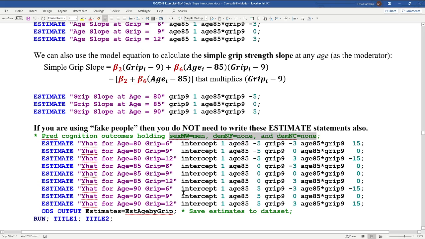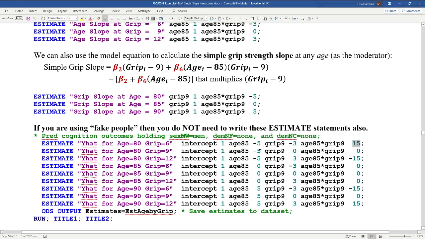So when you're creating predicted outcomes, you need all of the terms in the model, otherwise leaving them out sets them to 0. So I need an intercept. I need the value of age for which I want the prediction, the value of grip strength for which I want the prediction, and then -5 times -3 is positive 15. So we're just filling in the values of the predictors for which we want the y-hat directly.